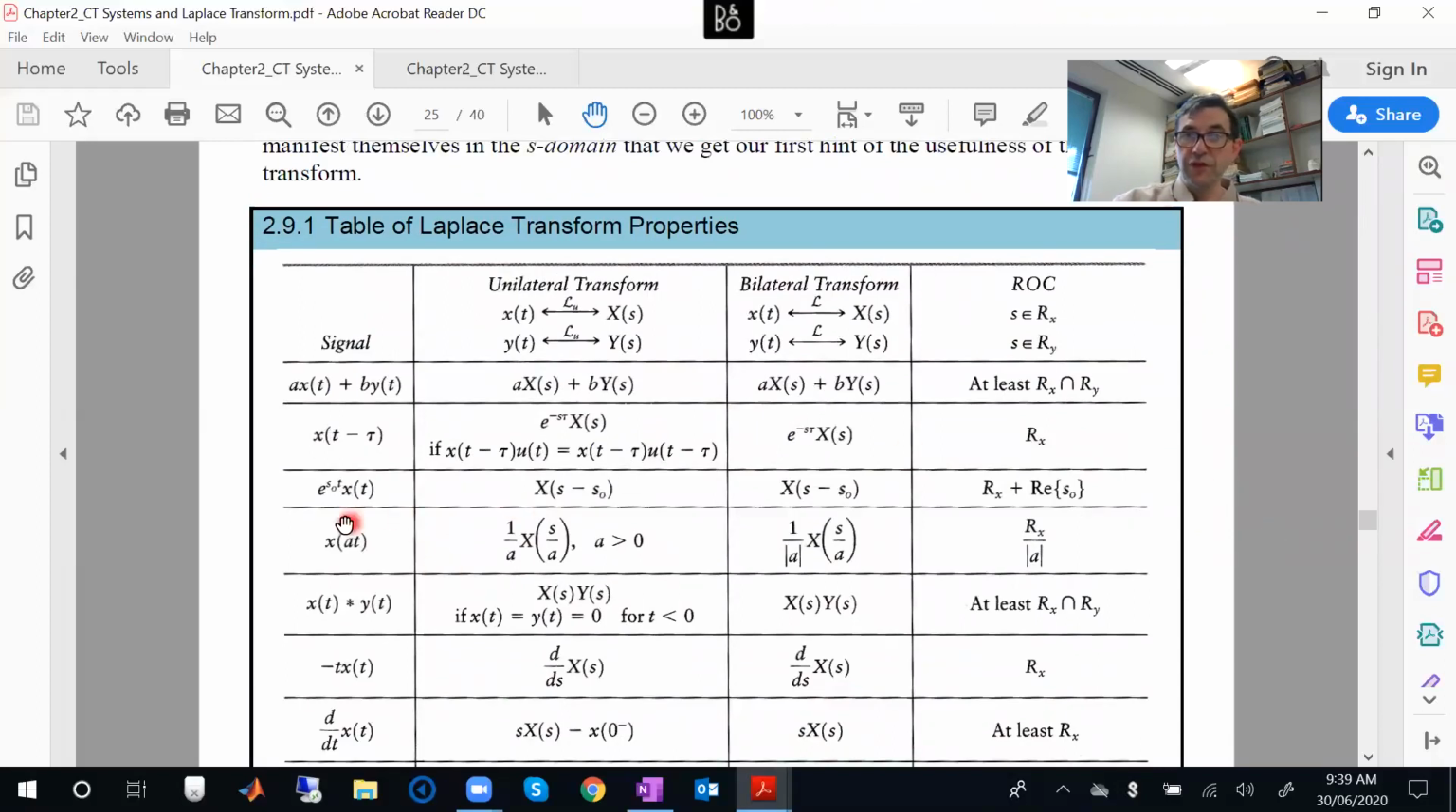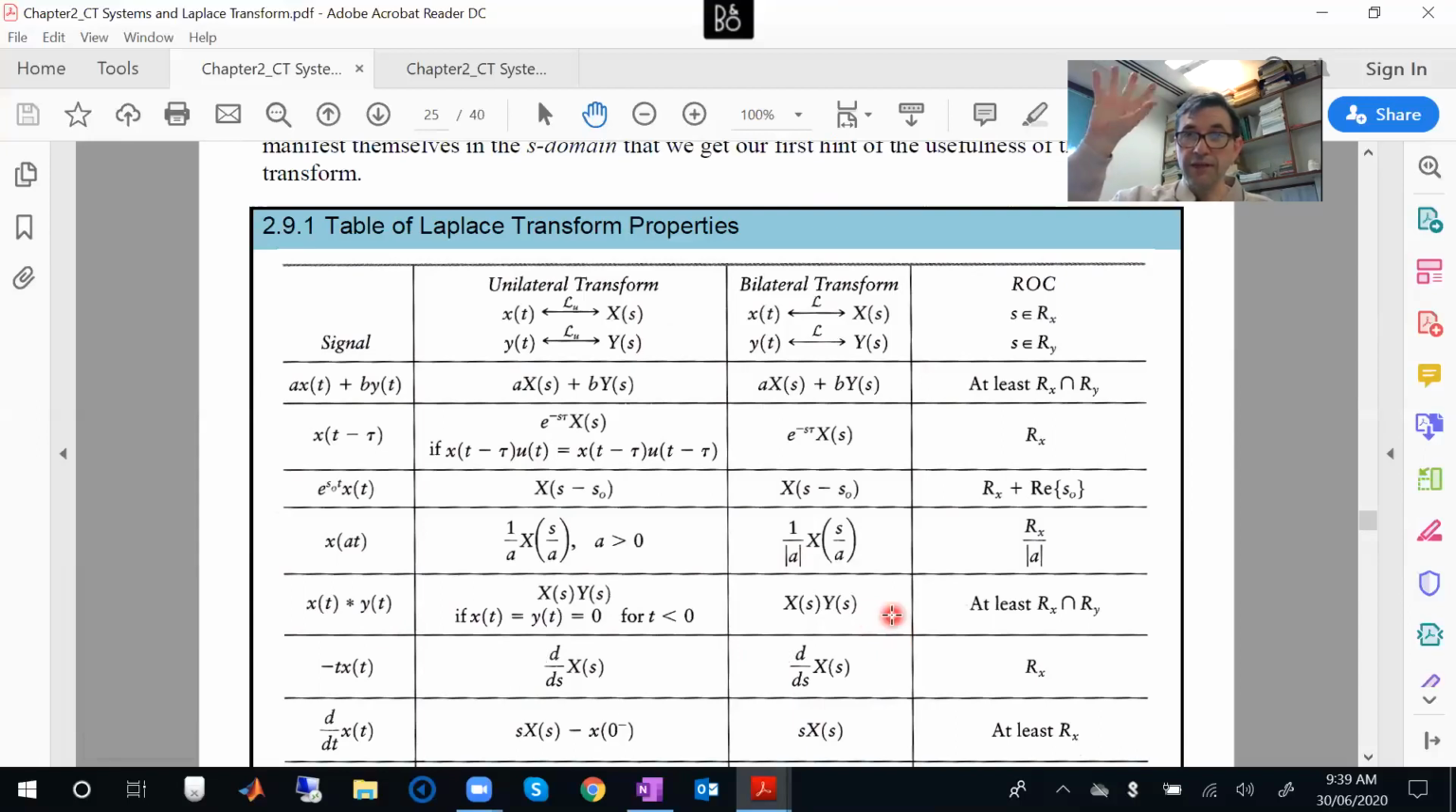So continuing on. Here you have the scaled version. If you have a scale, you also scale the Laplace transform in the opposite direction. Instead of multiplying, here you divide by a in s, and you also have a scale factor on the outside. If you convolve two time functions, you multiply in the s domain.